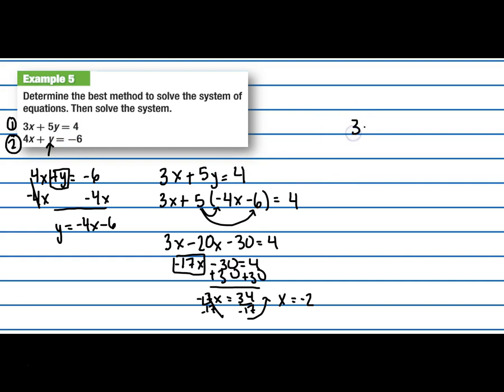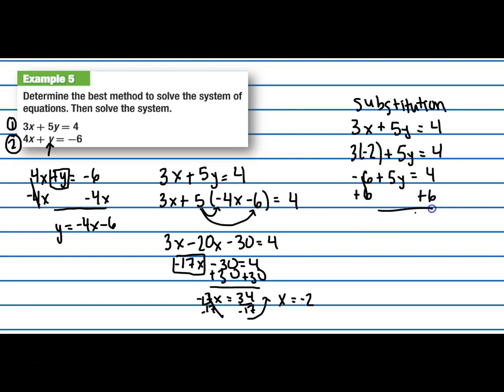So I have 3x plus 5y is equal to 4. Every single time I see an x, it is now negative 2. And this is using substitution. 3 times negative 2 is negative 6, plus 5y is equal to 4. Keep on getting y by itself. 5y is equal to 10. Divide 5 by both sides. y is equal to 2.